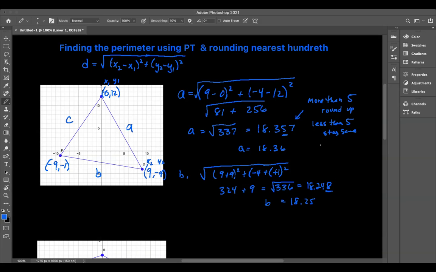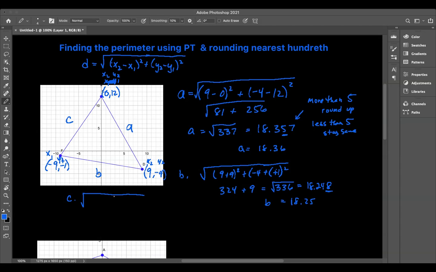All right, so let me do the last one, the C side. C basically works out to be this. We have 0, 12, and 9 and 1. So again, all I have to do is plug my values in. I'm going to make this one x1 and y1, and now I'm going to switch this. I'm going to make this x2, and I'm going to make this y2.